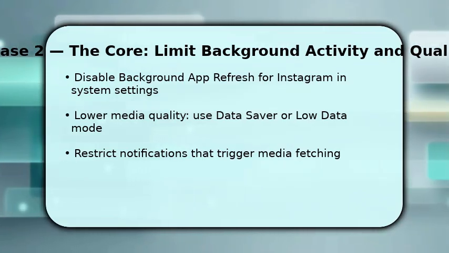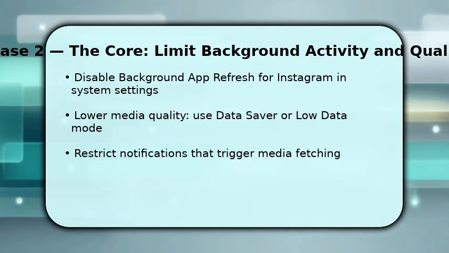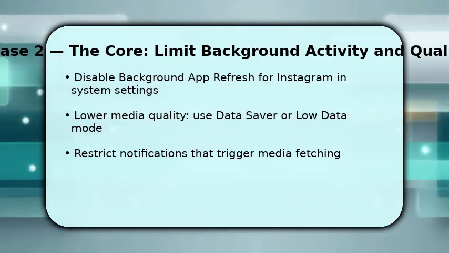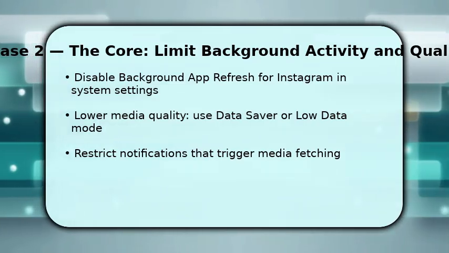Also prune notification types. Turn off story or video alerts that force content to load. Make sure to monitor data use in the next 24 hours. If usage persists, tighten system-level network permissions.